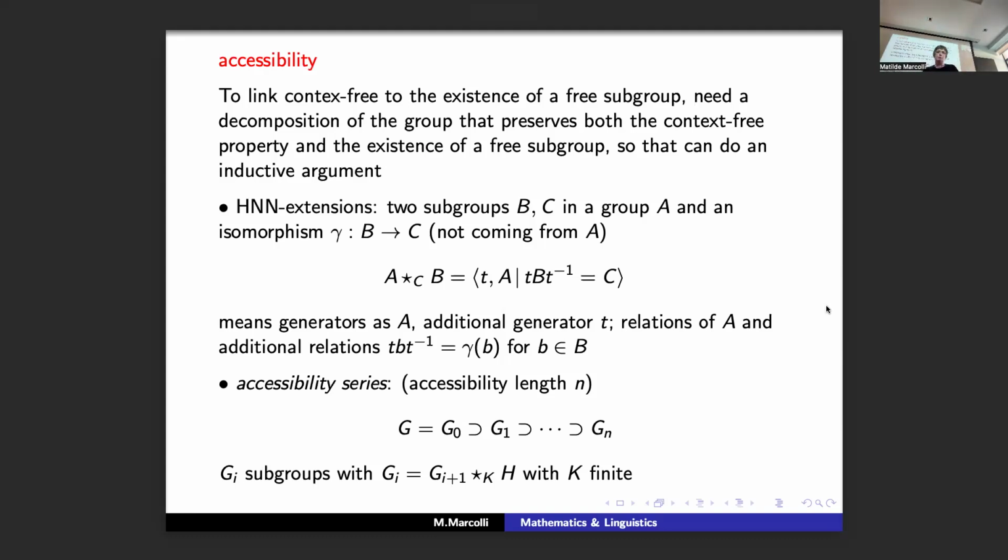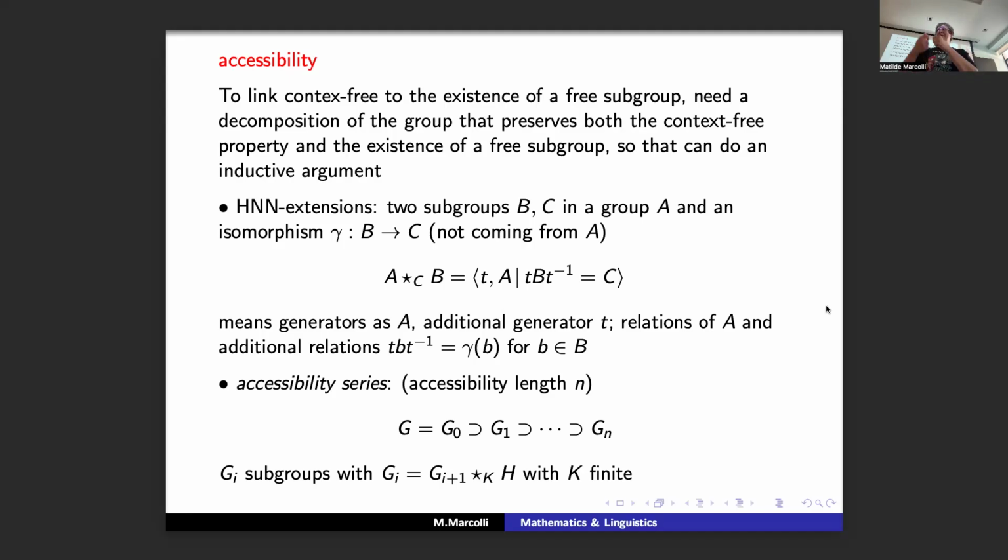And okay, so now this is a characterization of the context-free class in terms of this property of the Cayley graph. And then the way that you rephrase this in terms of a finite index free subgroup is a bit of an algebraic trick, in the sense that what you try to do is to simplify the group with a sequence of operations which preserve both the fact of being context-free and the possible existence of a free subgroup.